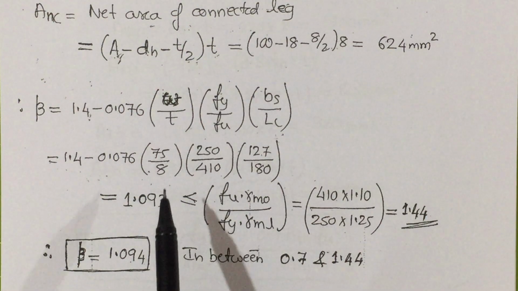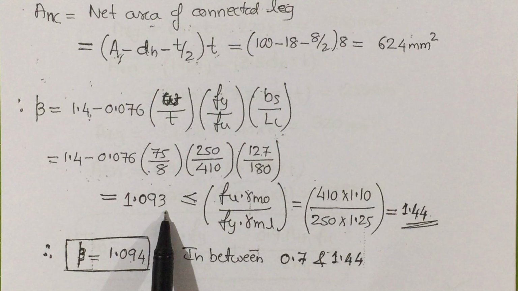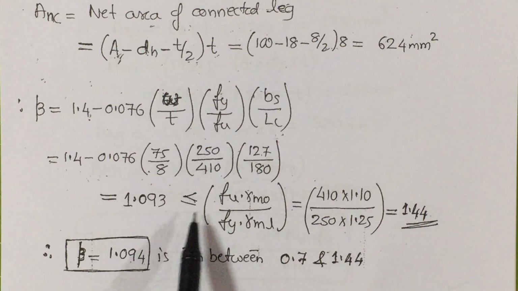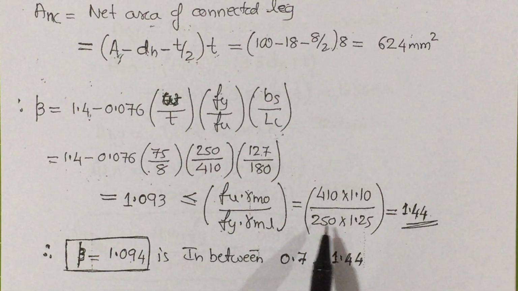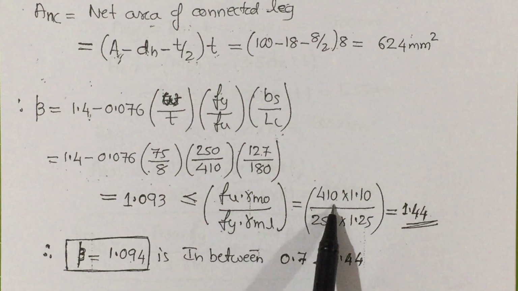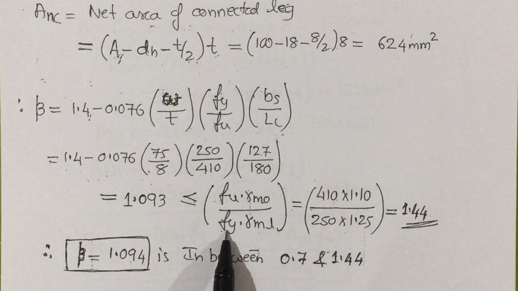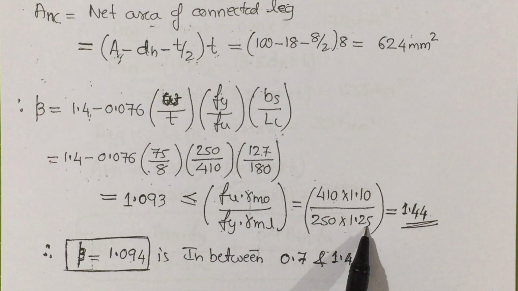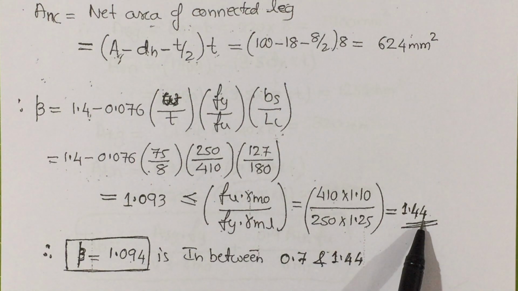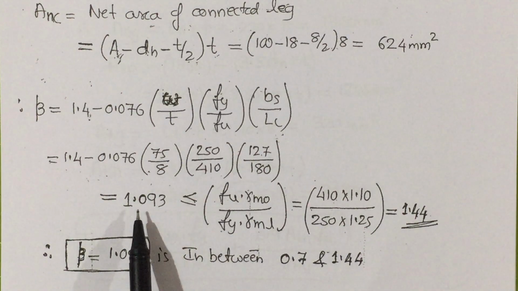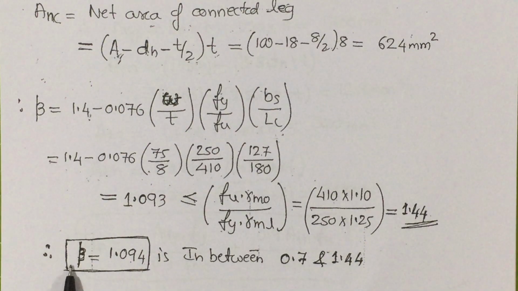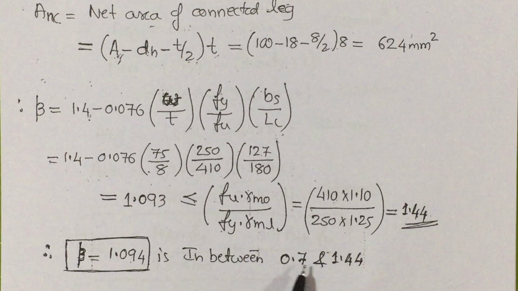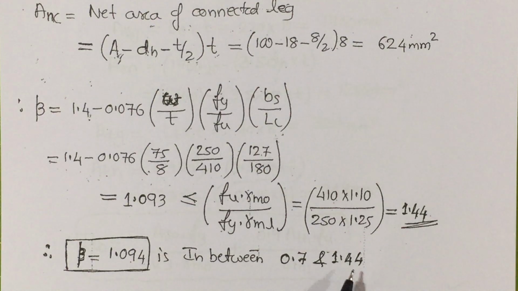Substitute, calculate, you are going to get 1.093. Then it should be less than or equal to Fu by gamma m0 divided by Fy by gamma m1. Here Fu means 410 for the plate, gamma m0 is 1.1, Fy is 250, gamma m1 is 1.25. You are going to get 1.44. So the condition is satisfied. This value is less than or equal to 1.44. Therefore, beta that we got as 1.094 is in between 0.7 and 1.44. Then it is correct.